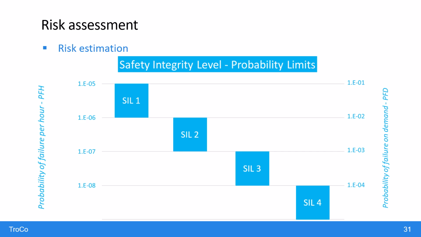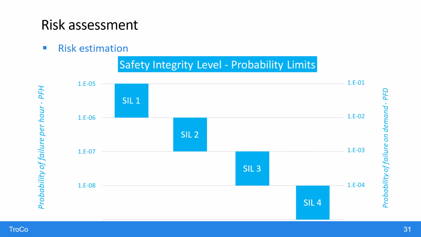SIL levels can be expressed in 2 ways, PFH and PFD. PFH is the probability of dangerous failure per hour, and is used for high-demand or continuous safety instrumented functions, such as guard interlock monitoring. PFD is the probability of failure on demand and is used for low-demand functions, such as emergency stop activation, where a demand occurs less than once per year. The SIL level is the same in both cases, but the numerical range differs depending on whether PFH or PFD applies.